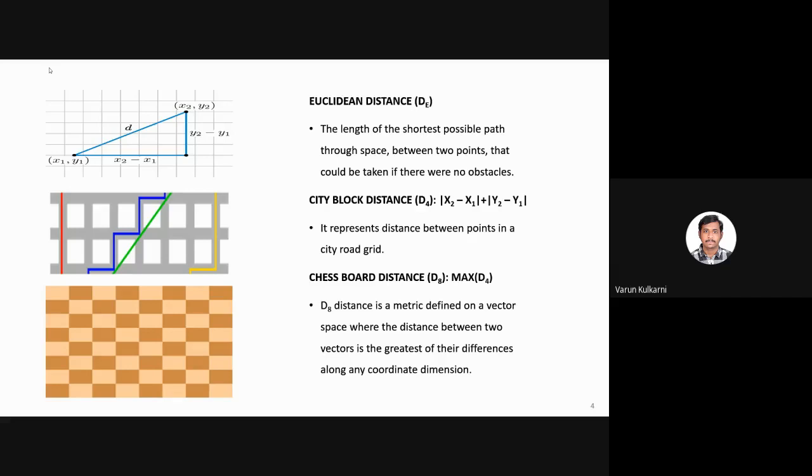And another one is city block distance, which is also called d4. Here we have 2 points, x1 y1 and x2 y2. What we do is subtract x2 by x1 and add y2 minus y1, in absolute terms. So this is the distance we get. And another one is chessboard distance, that is we calculate via maximum of x2 minus x1 comma y2 minus y1. Maximum of this is chessboard distance.